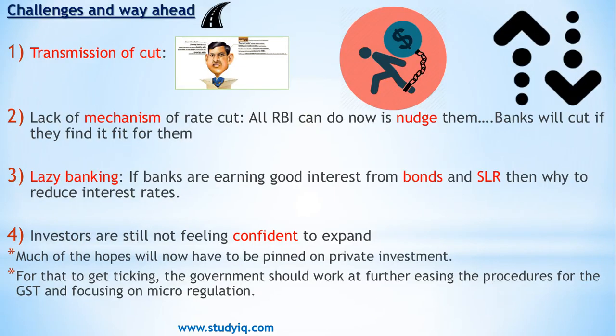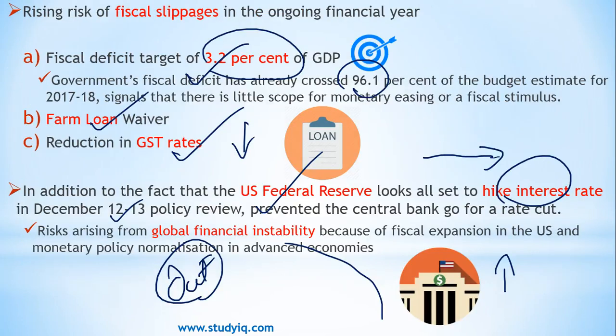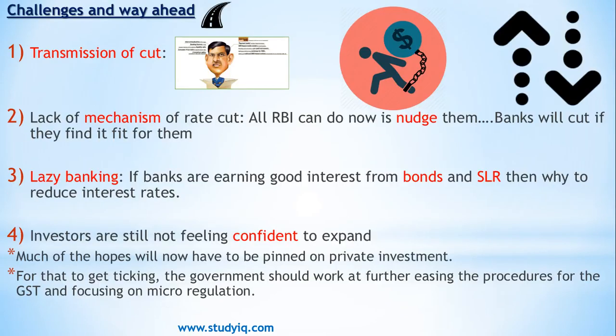So these are the major reasons why RBI has decided to keep things as they are, and these are some of the reasons why RBI thinks that inflation can go up.